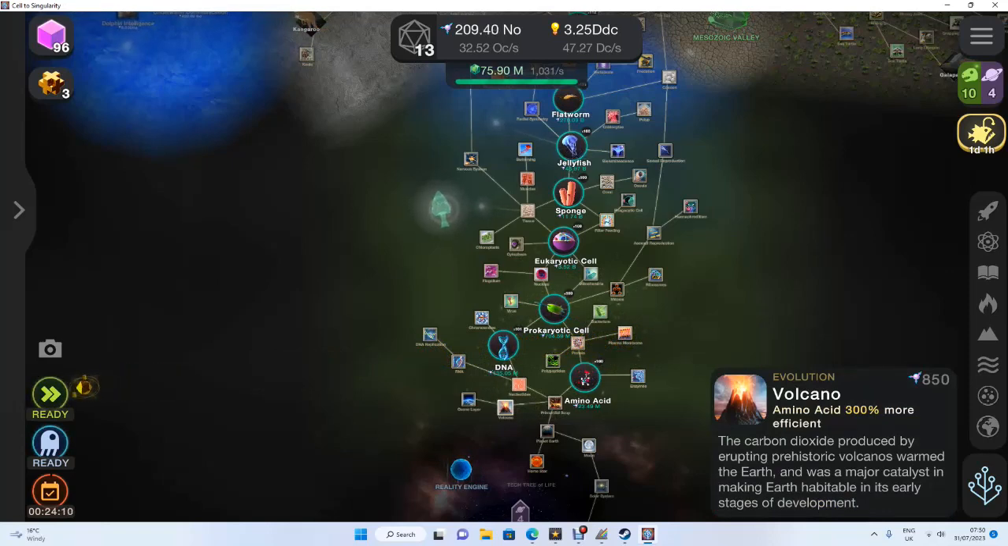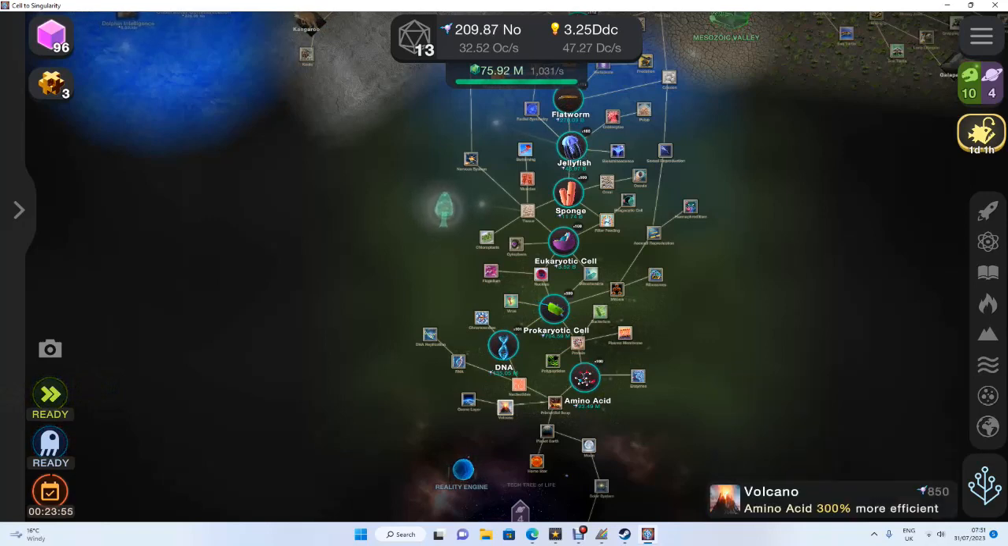Carbon dioxide produced by erupting historic volcanoes formed the Earth and was a major catalyst in making Earth habitable in its early stages of development. You have a little volcano there. That looks awesome.